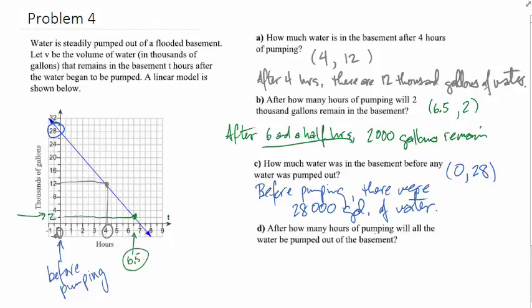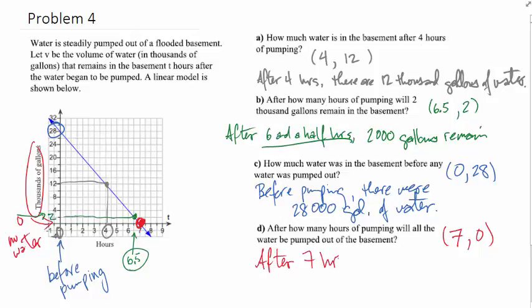After how many hours of pumping will all the water be pumped out of the basement? So the thousands of gallons at 0, no water. No water remaining, and that looks like it happens right here. So this time your point is going to be the hours is 7 hours where you have 0 water left. So after 7 hours of pumping, all the water will be pumped out.